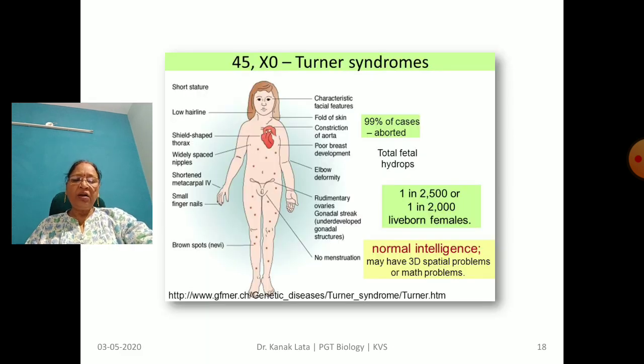This is the figure of Turner syndrome. 99% of cases get aborted, and very rare, that is 1 in 2500 or 1 in 2000 live born females are present. They have normal intelligence but may have 3D spatial problems or maths problems.